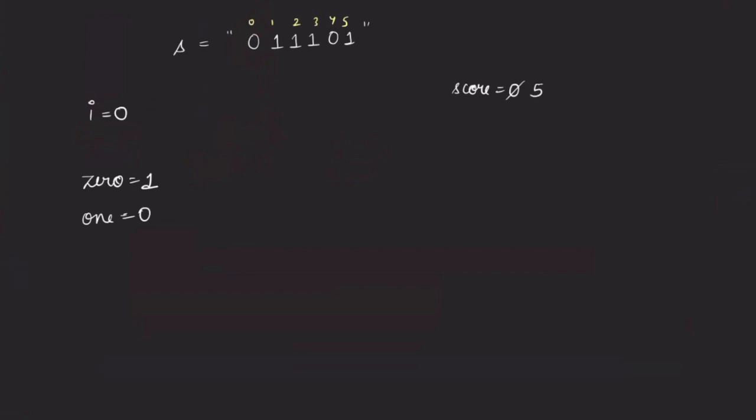Then for the right substring, for counting the number of ones, we will run a for loop starting from I plus 1 till n, right? So it will start from here and it will go till the end and count the number of ones. So it is 4. So this will become 4 and then you can add these two and update your score, right? But the only thing is that this I will not go till 5. It will only go till 4, right?